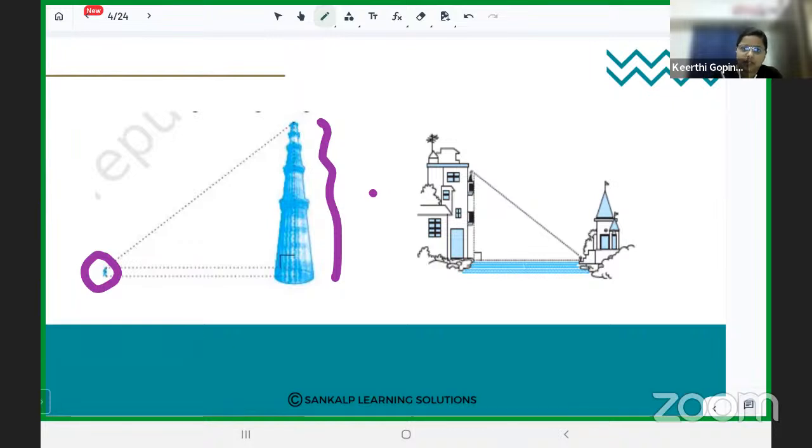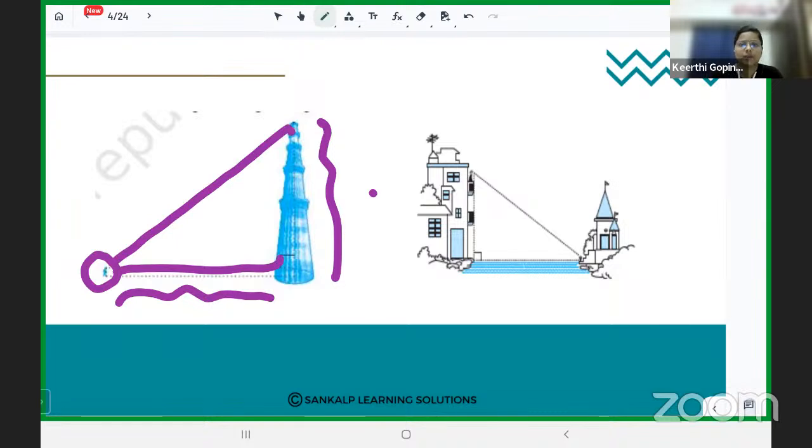He wants to find out the height of the minar, but he only knows this particular distance, that is, the distance from where he stands to the bottom of the minar. He knows that distance, but he doesn't know anything else. You can imagine a right triangle here. Consider the minar as the height and the distance between that person and the minar as the base, and the line of sight, the line along which he looks up at the minar, can be considered the hypotenuse. So clearly you can see a right angle in that figure.